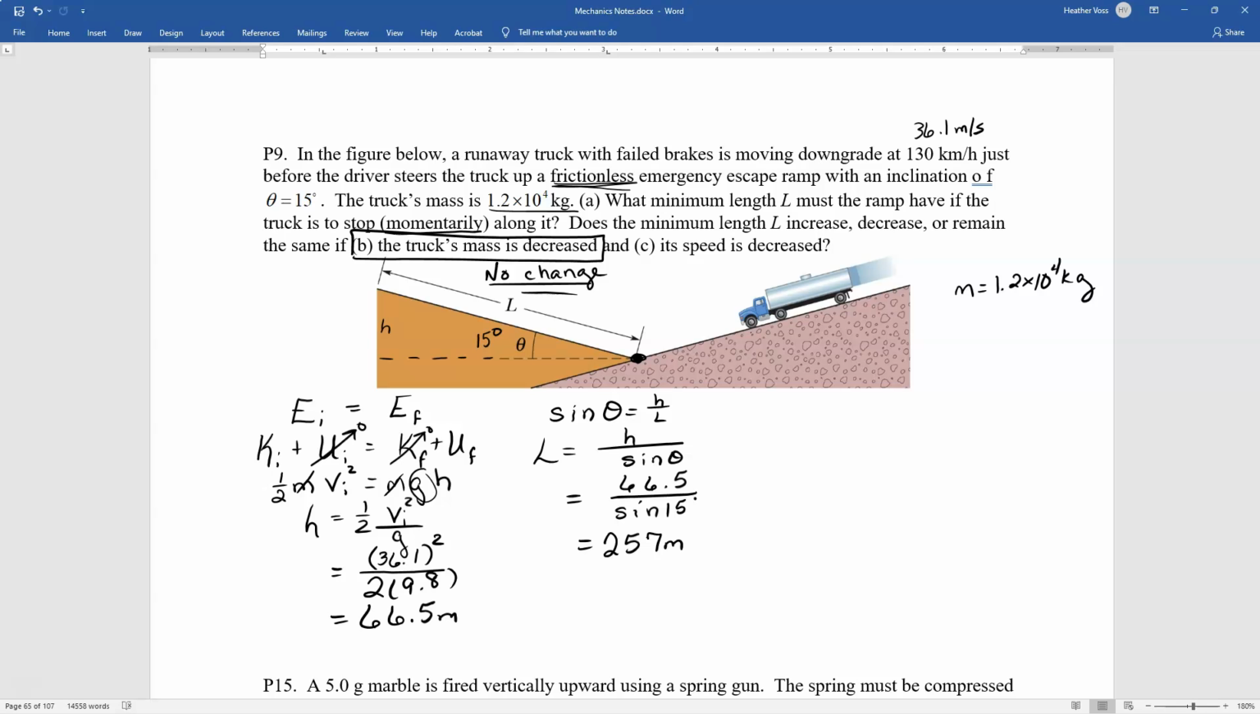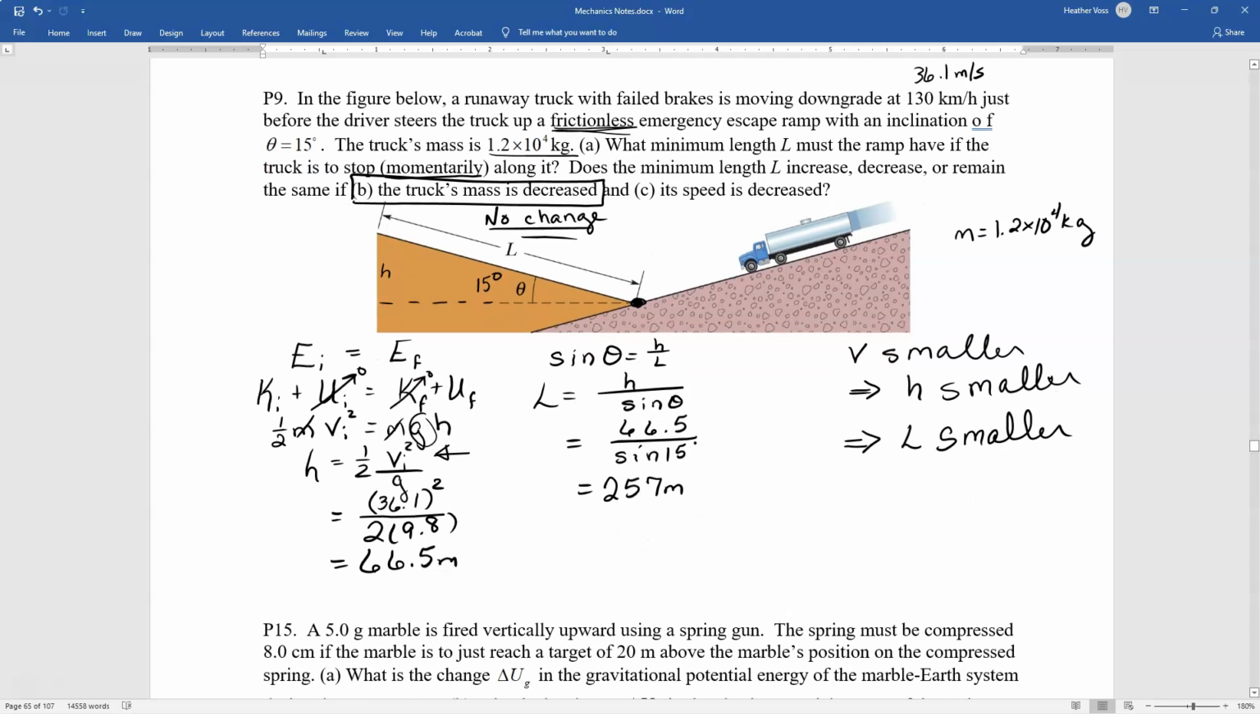So what happens if I decrease the speed? So if I decrease the speed, so v is smaller, that is going to be a direct indication that h, our height, is going to be smaller. How do I know? Right here, my velocity squared in the numerator. So if h is smaller, that means L can be smaller too. So if we just decrease the speed a touch, we can make that ramp shorter.